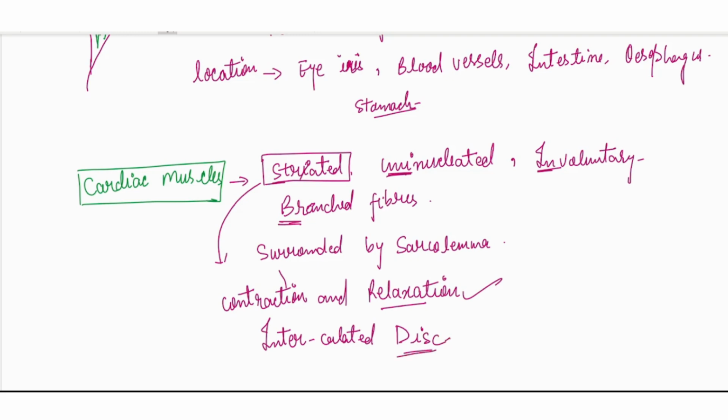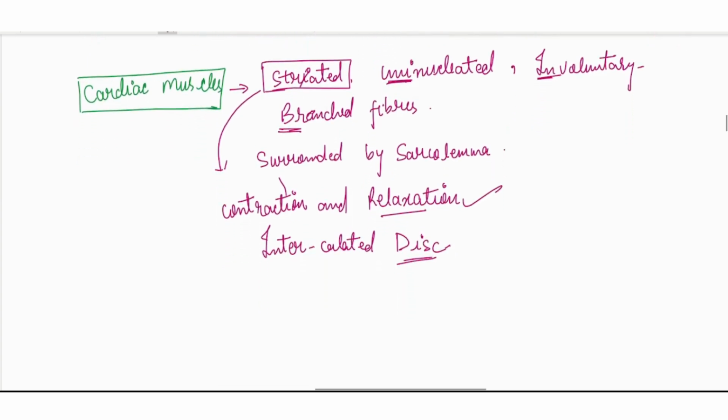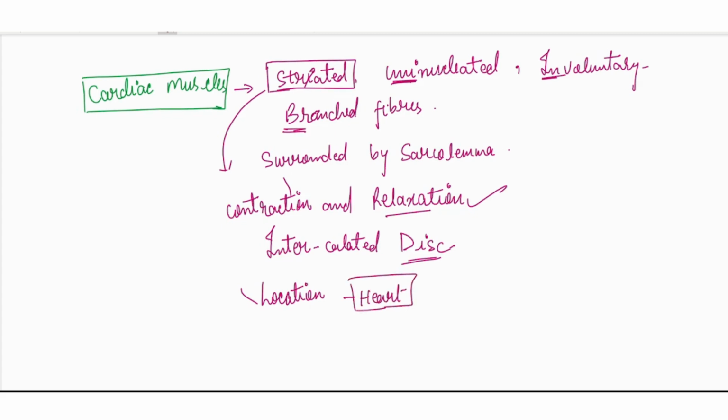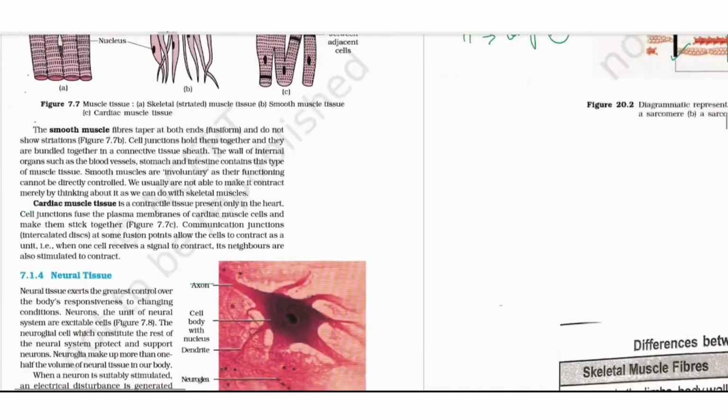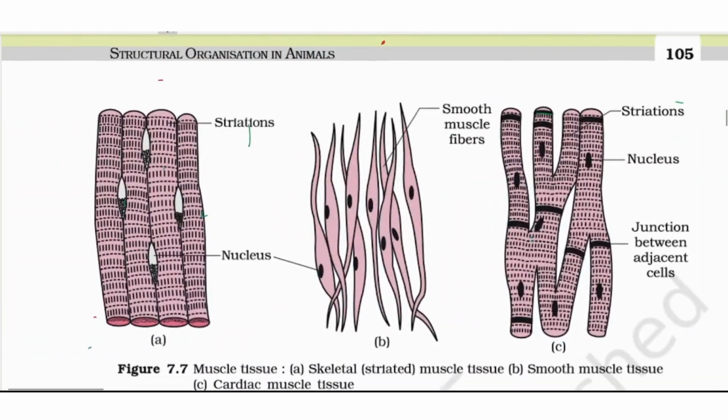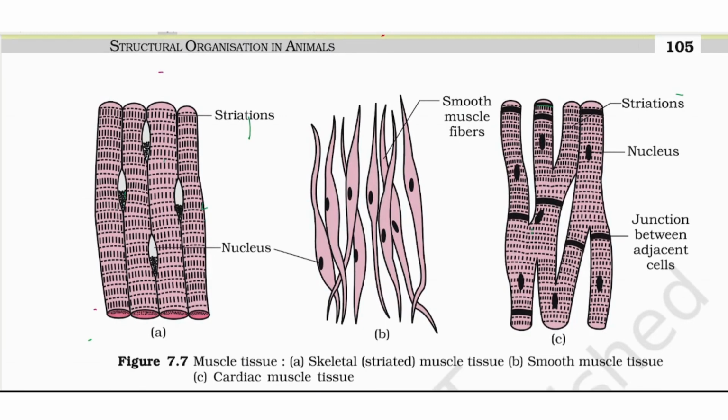Okay, and here what is the location? It is present in the heart muscles. Their location is the heart muscles, right? So that is the location. Now let's see with the help of a diagram given in our NCERT. That is very important, so you can understand very easily from this. So here, this is the structure which is indicating the skeletal muscles. The first one is the skeletal muscles.